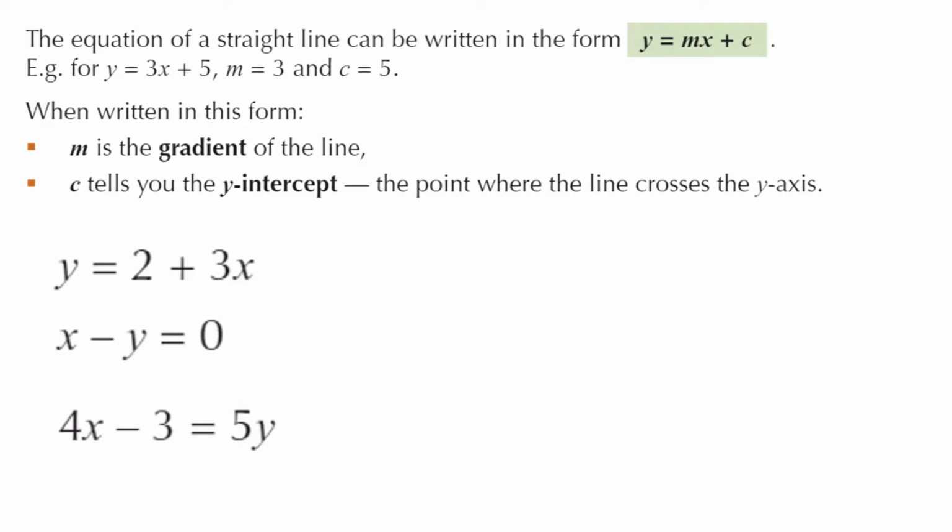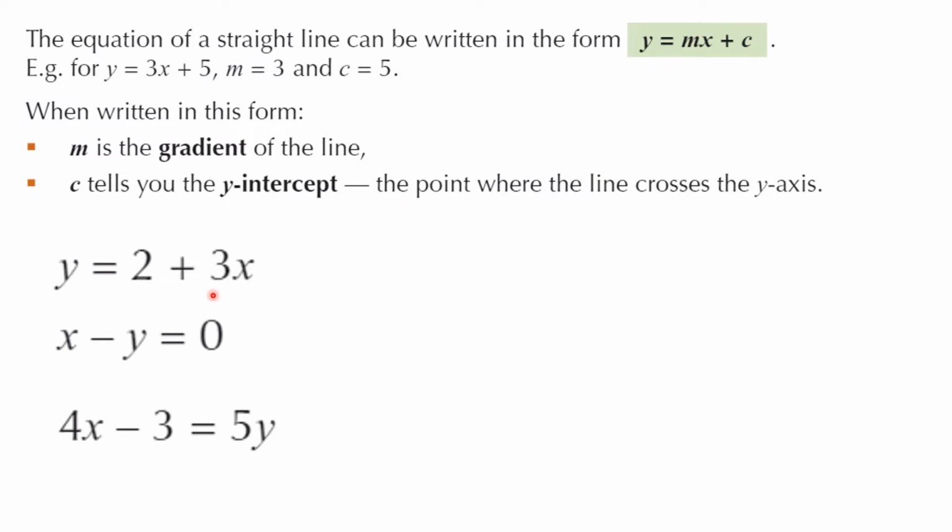So first of all, what we need to know before we move on to finding roots and drawing graphs is that the equation of a straight line can be written in the form y equals mx plus c. When it's written in this form, there's two things that we can take from it. Where we have m, this is our gradient of the line, so it's the steepness of the line. And where we have plus c, this is our y-intercept, so the point at which it crosses the y-axis.